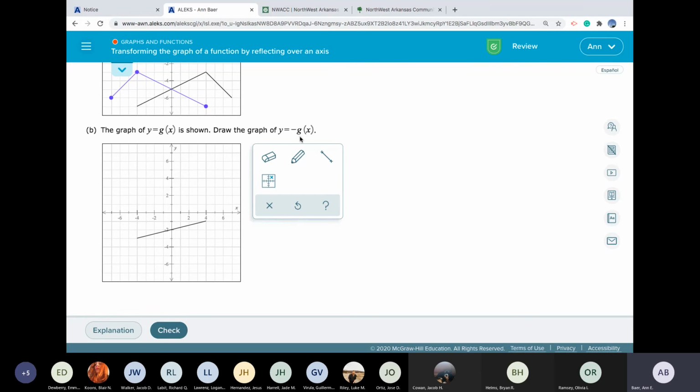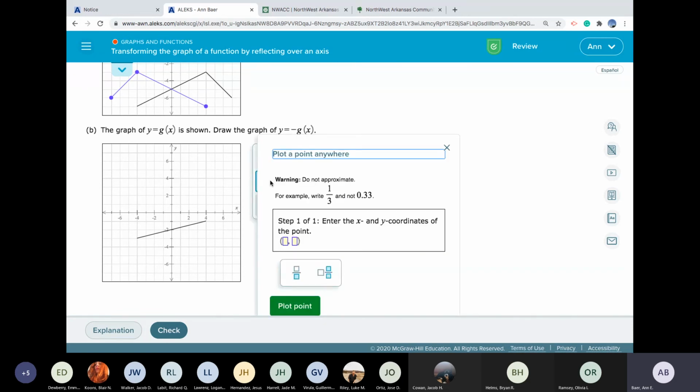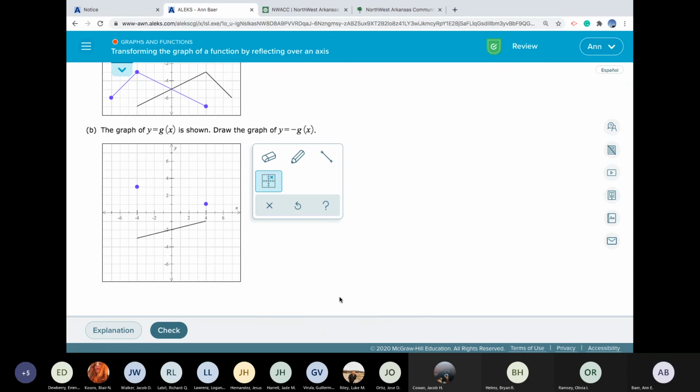So I'm going to now plot those. I'm going to use the plot a point anywhere tool. So I'm going to type it in. -4, 3. Plot. Next one, 4, 1. Plot. Done. X out of this. And I'm going to connect the dots. Just like that.